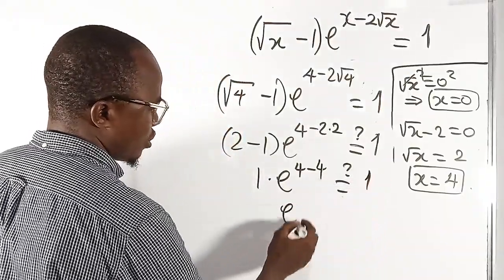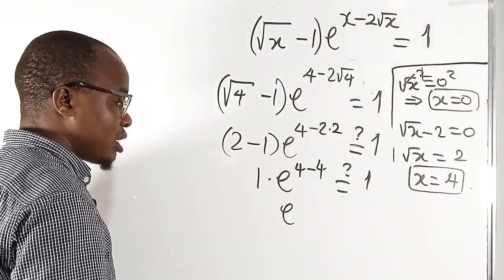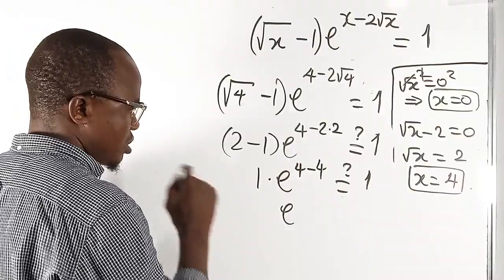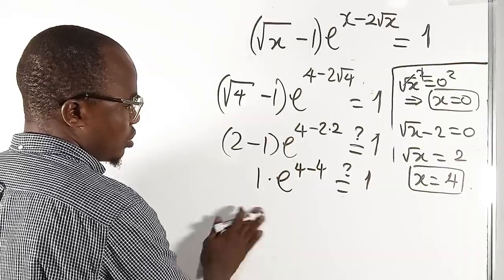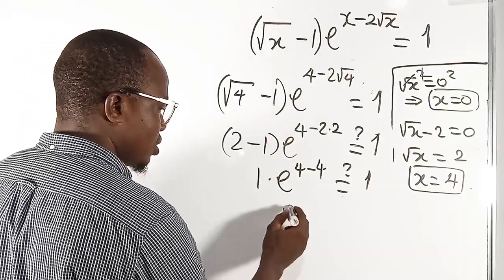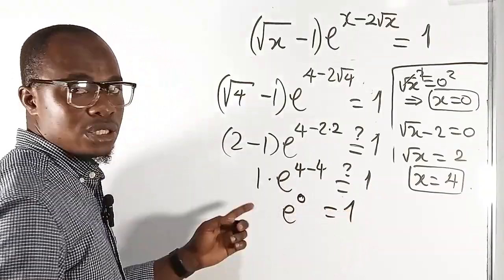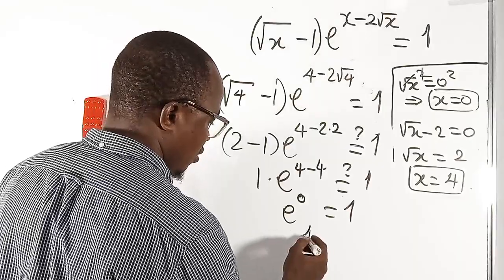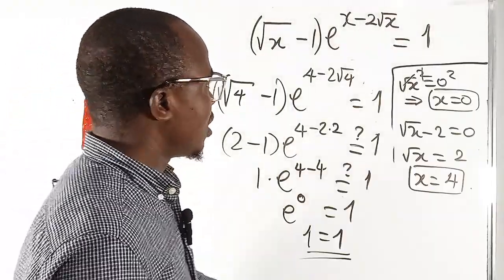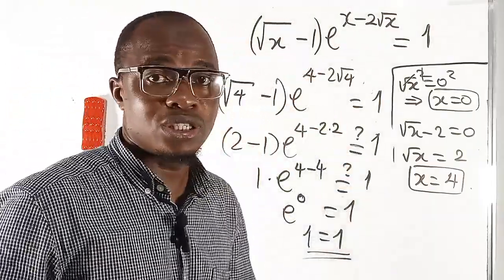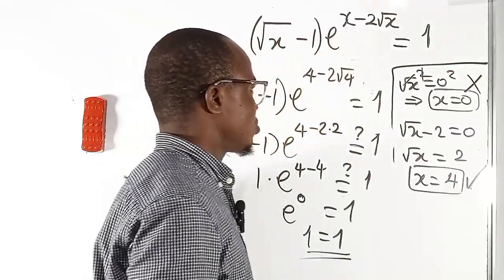So from there, we are going to have 1 times e to the power of 4 minus 4. 1 times any number is that number. So we have e to the power of 0. Would this give us 1? Yes, e to the power of 0 is the same thing as 1. We have 1 equals 1. So now with this, the value of x that satisfies this equation is 4. So therefore, we neglect x equals 0.